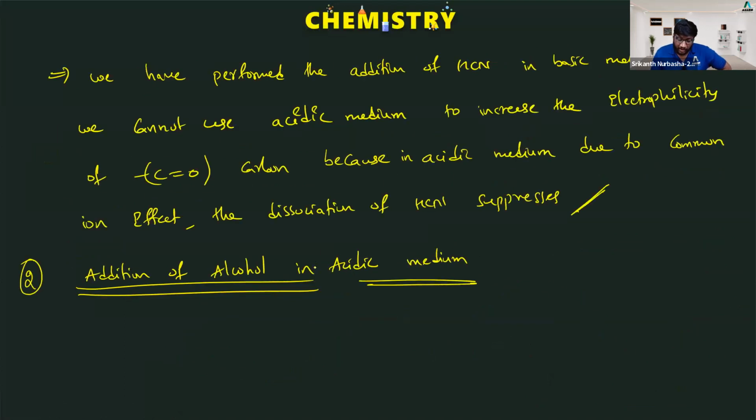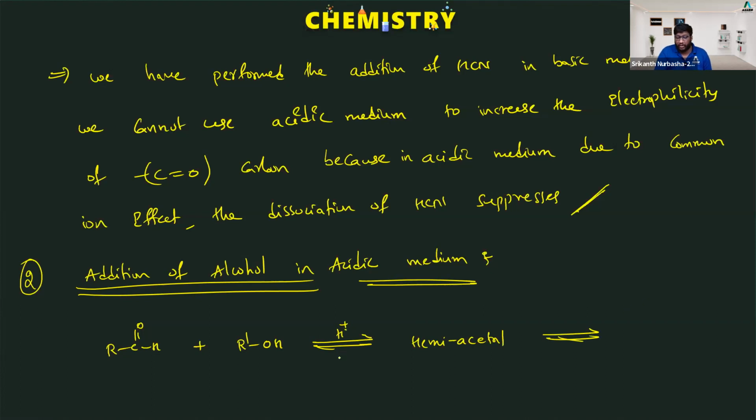Addition of alcohol in acidic medium. Here we take acidic medium to increase the electrophilicity of carbon. So we have RC double bond O treated with R dash OH, and you will form the respective hemiacetal and acetal. What are hemiacetals and acetals? We are going to discuss. Whenever one molecule is added, you will generate a hemiacetal, because I have taken an aldehyde, and this is happening in the presence of H plus ions.